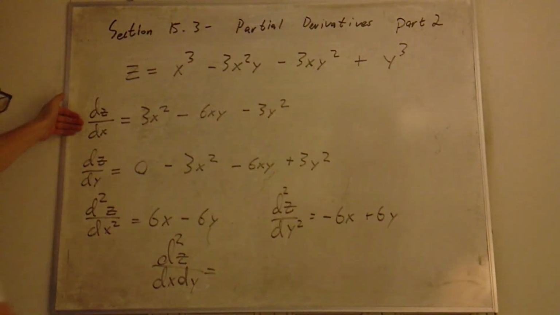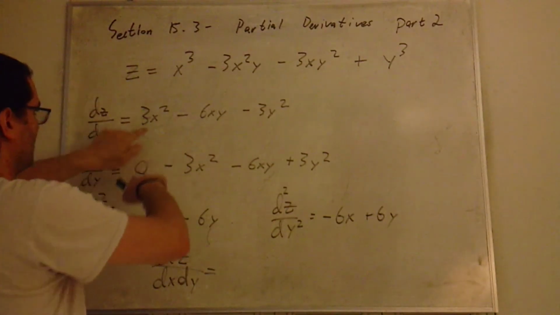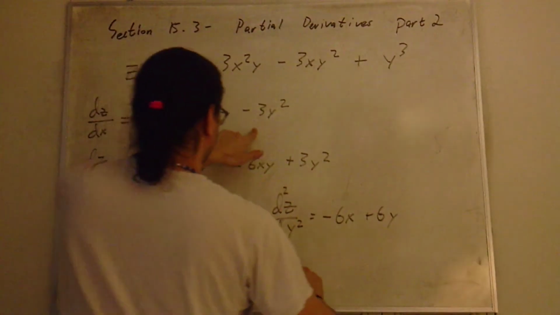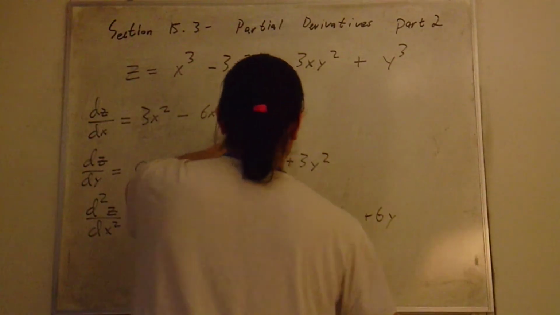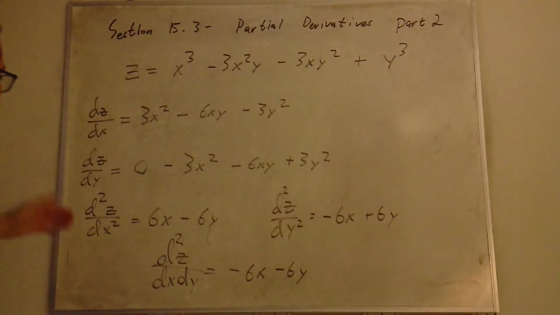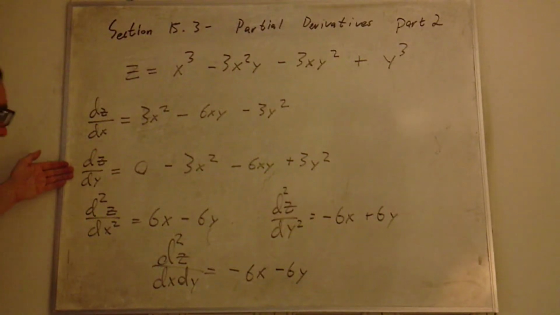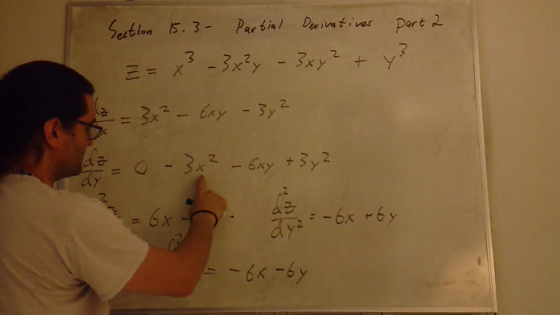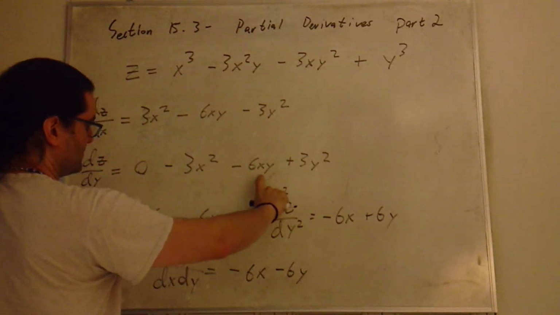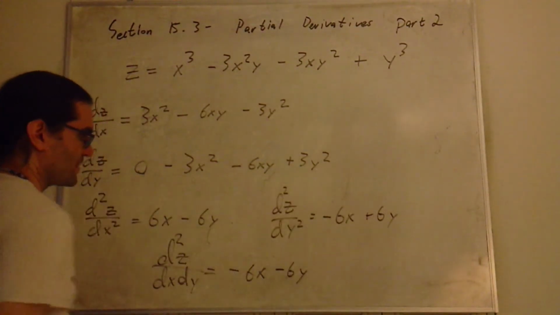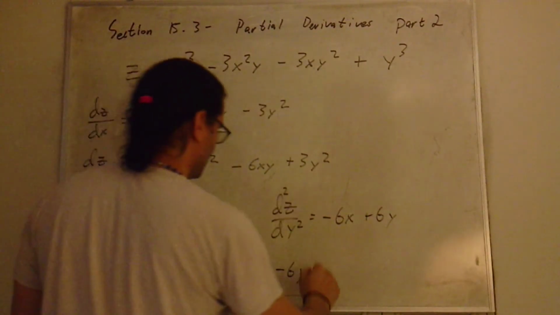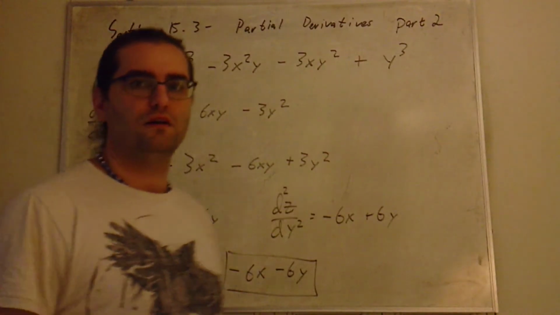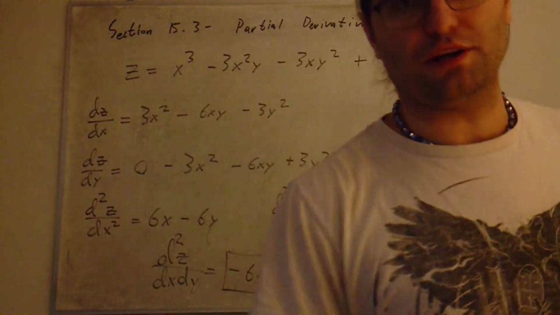I'm going to start here, do the derivative of this with respect to y. It'll give me nothing, negative 6x minus 6y. Now I'm going to start here and verify that by taking the derivative of this with respect to x. This will give me minus 6x minus 6y and nothing. So, negative 6x, negative 6y is the mixed partial either way. They agree. That's what we wanted.